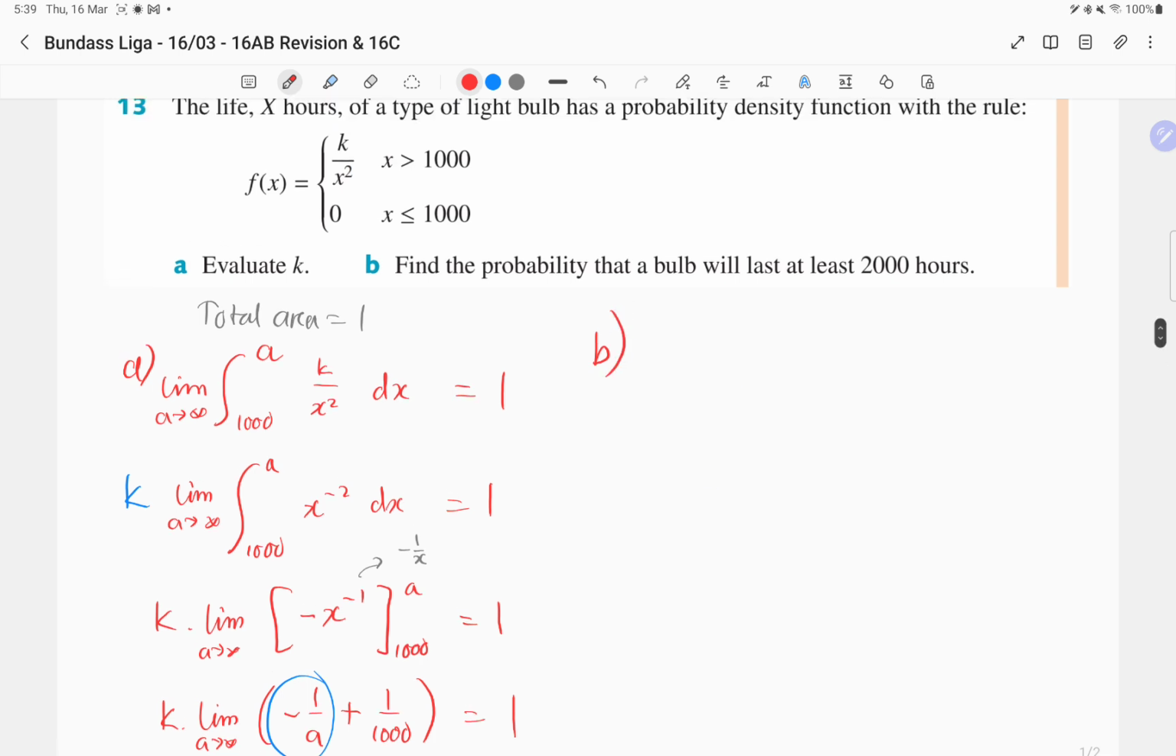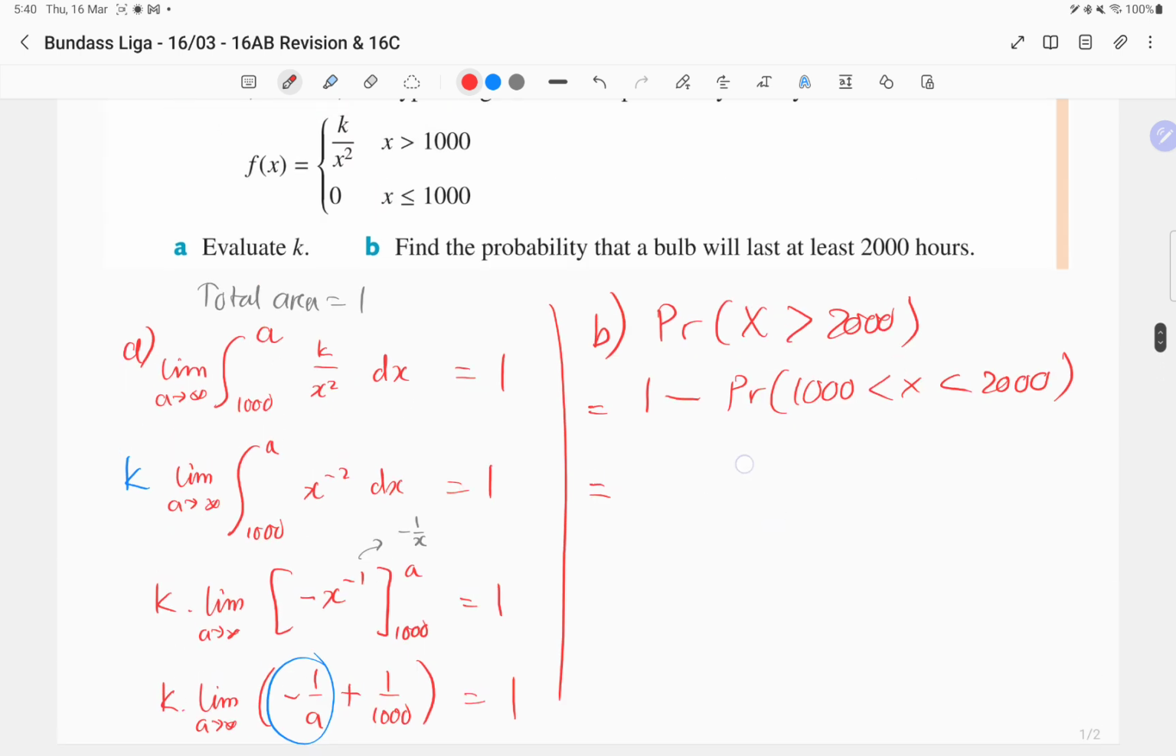So question B, now find the probability that a bulb will last at least 2000 hours. So I can do the antiderivative again, I can do to infinity again, but there is an easier way. Probability x is more than 2000. There is an easier way to do this, which is 1 minus the probability of 1000 less than x less than 2000. Does it make sense? Yeah, because the total area is 1. All right. So more than 2000 means 1 minus the area from 1000 to 2000, and 1000 is just a start. Okay. So this is the easier way of doing this question B here.